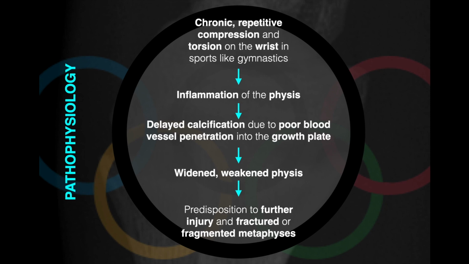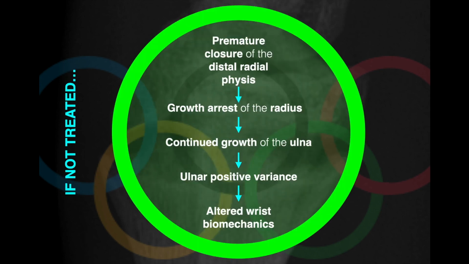Chronic repetitive compression and torsion on the wrist in sports like gymnastics leads to inflammation of the physis, which leads to delayed calcification due to poor blood vessel penetration into the growth plate, which leads to a widened and weakened physis. This predisposes to further injury and fractured or fragmented metaphyses. If not treated, this leads to premature closure of the distal radial physis, growth arrest of the radius, continued growth of the ulna, and ulnar positive variance, which ultimately leads to altered wrist biomechanics. Ulnar positive variance refers to when the ulna is shifted with respect to the distal radius.